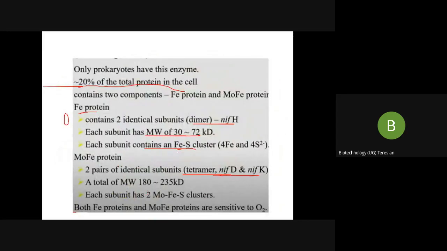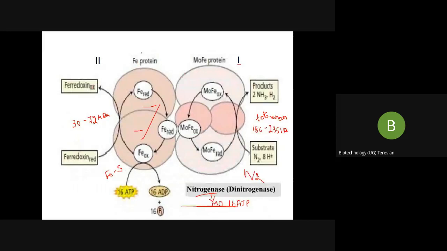And each subunit has two molybdenum iron sulfur clusters. Remember, this molecule has only an iron sulfur cluster, whereas this one will have a molybdenum iron sulfur cluster.